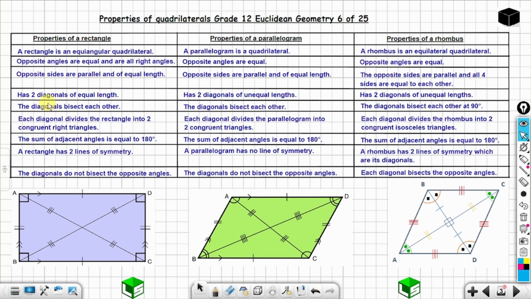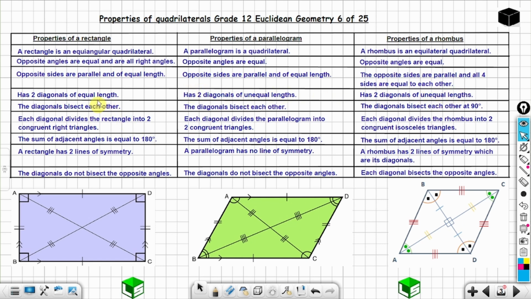Okay, let's carry on. A rectangle has got two diagonals of equal length. This diagonal is equal to this diagonal. A parallelogram has got two diagonals of unequal length. This diagonal is not equal to this diagonal. This diagonal is longer than this diagonal. You can see that. And a rhombus has got two diagonals of unequal lengths.